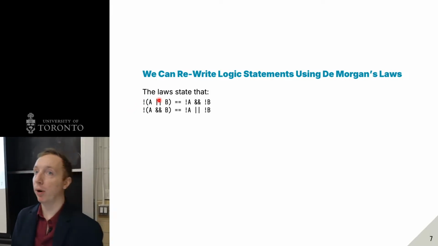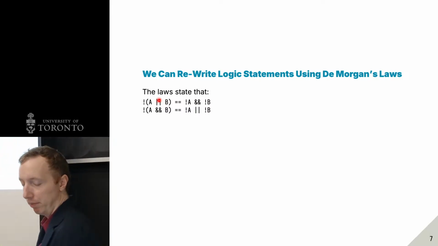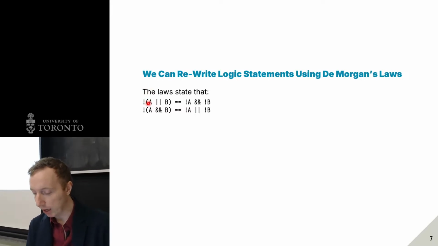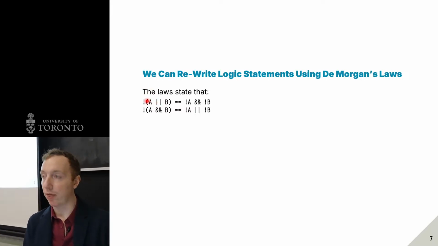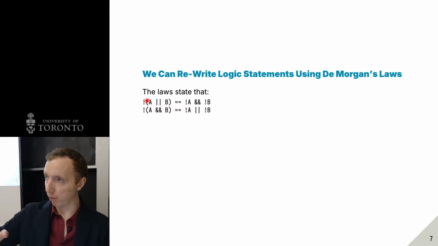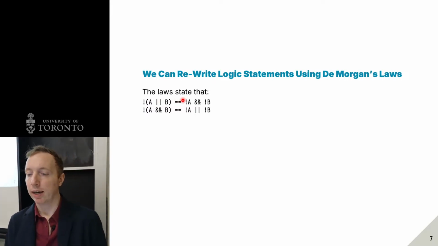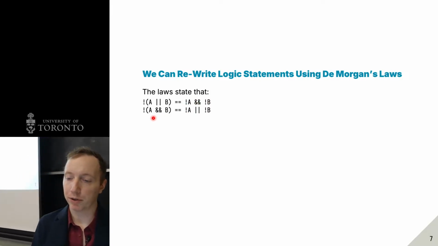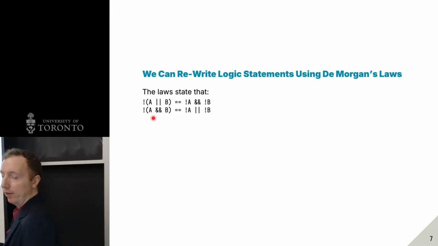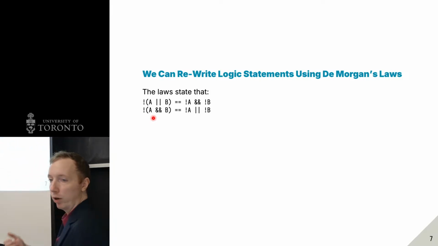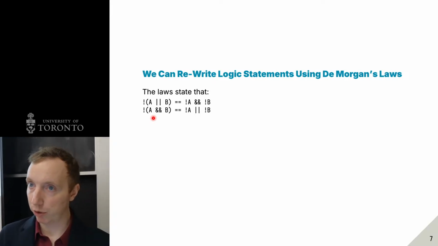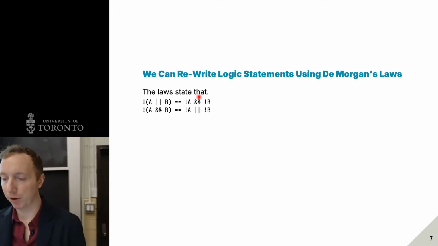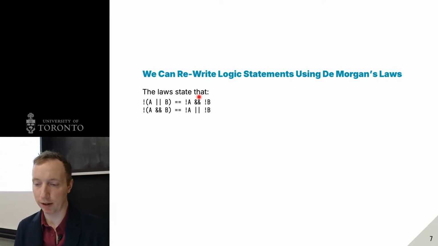remember with the unary operators that precedence comes first. So A or B and then not, so the flipped value of all that, is exactly the same as not A and not B. Also, not (A and B) is the same as not A or not B. So the left-hand side is equivalent to the right-hand side in both of these lines.